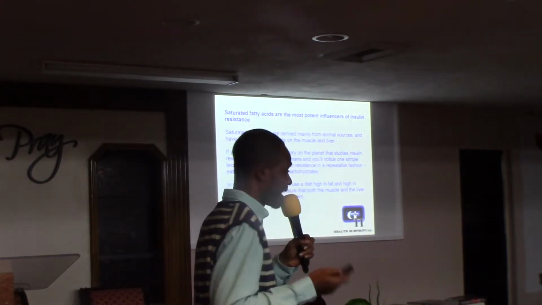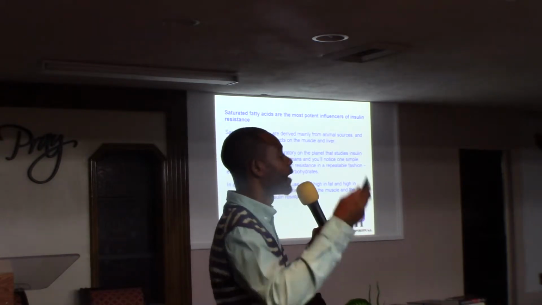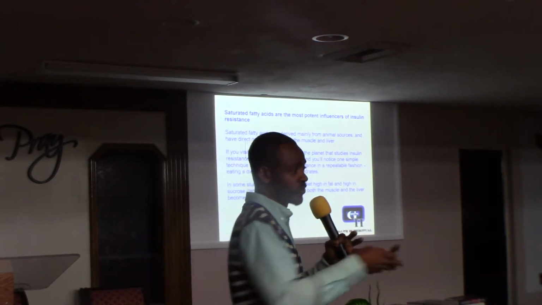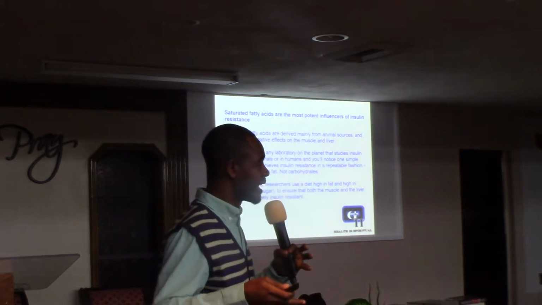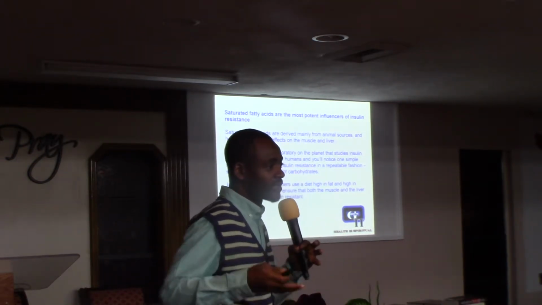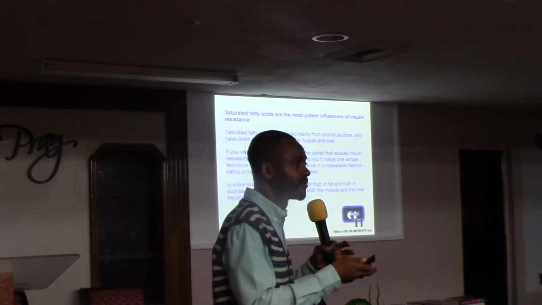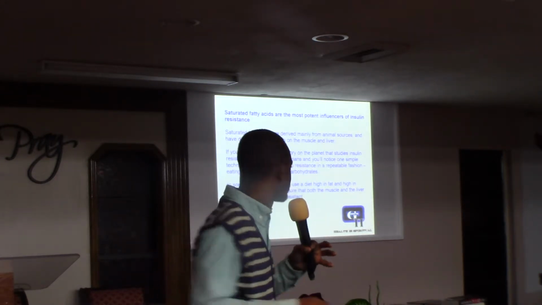So when they're doing tests, if they want to find out something about a human disease, they first do it on an animal. And in order to find out about insulin resistance, the quickest way to get the animal to become insulin resistant is to feed them a lot of fat. Thus proving my point.